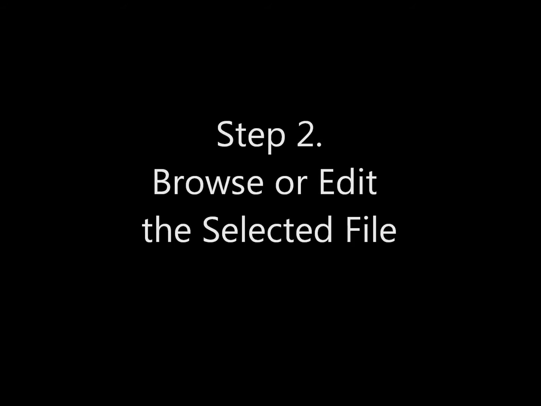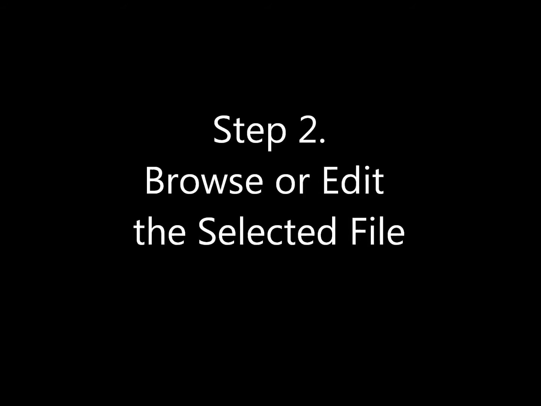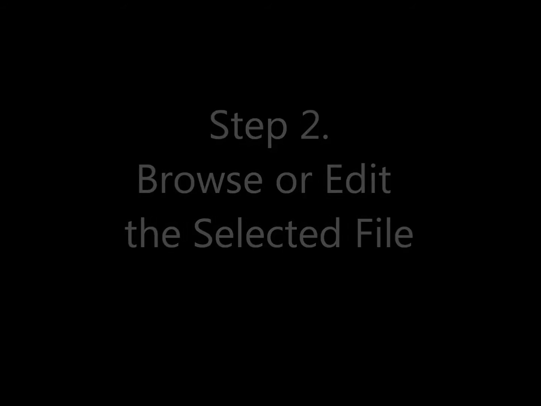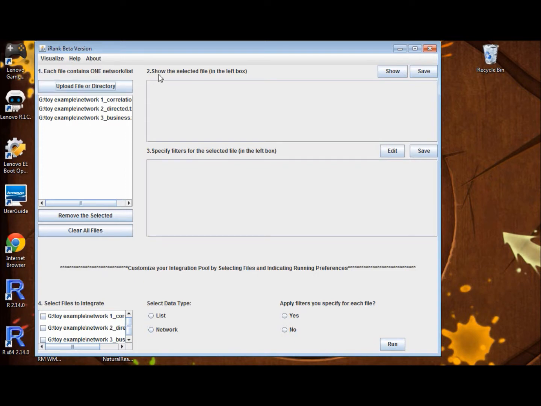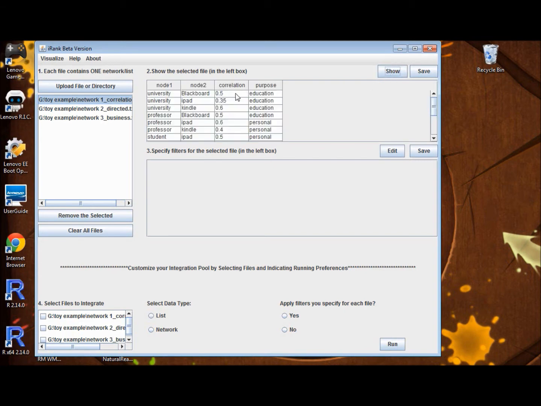In Step 2, you can browse or edit the file that is selected in Step 1 file box. To browse file, click the button Show, and file will be displayed as a data table. In this data table, all entries are editable except for column names. To edit file, put mouse into the entry you want to edit, and edit it, and then click the Save button to save what you edited.